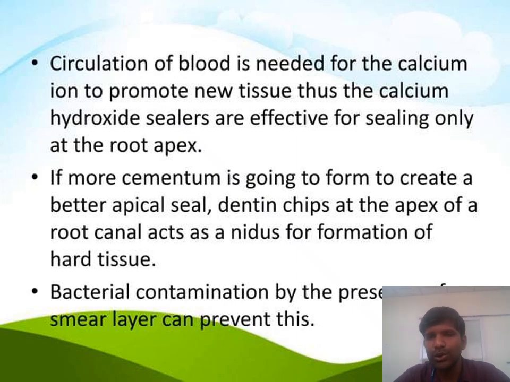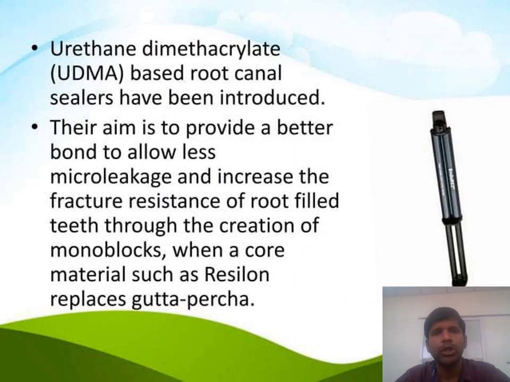If more cementum is going to form to create a better apical seal, dentin chips at the apex of the root canal act as a nidus for the formation of hard tissue. Bacterial contamination by the presence of smear layer can prevent this. Urethane dimethacrylate based root canal sealers have been introduced. Their aim is to provide a better bond to allow less microleakage and to increase the fracture resistance of root filled teeth through the creation of monoblocks when a core material such as Resilon replaces gutta percha.